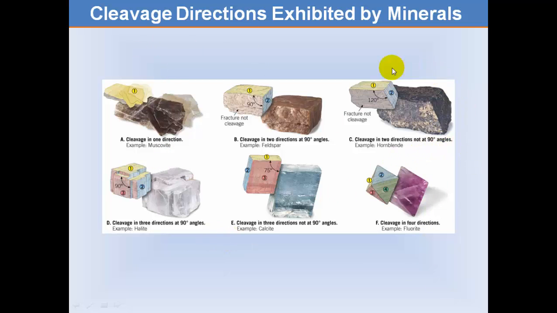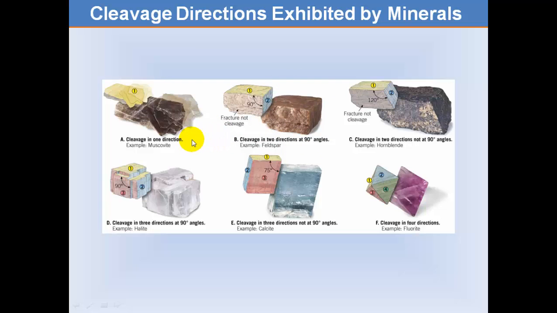Here's an example: hornblende has cleavage in 2 directions, between the top and the bottom, and the right and the left side, but not between the front and the back. They're at 60 degrees and 120 degrees, so not 90 degrees. So that's going to be your hornblende. Then cleavage in 2 directions at 90 degrees is your feldspars. You see this nice 90 degree angle here, rather than the 120 here. So we have plenty of cleavage through here, plenty of cleavage through here.